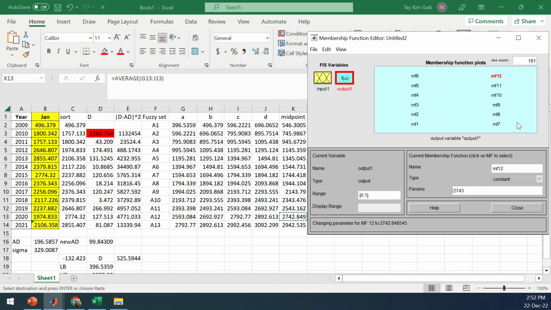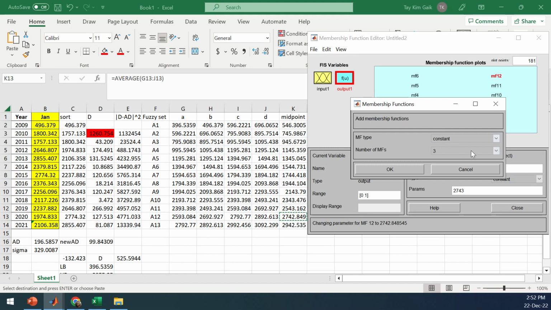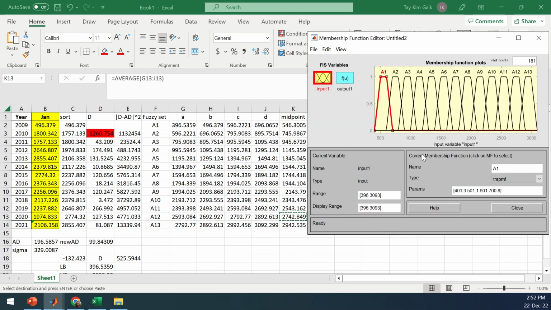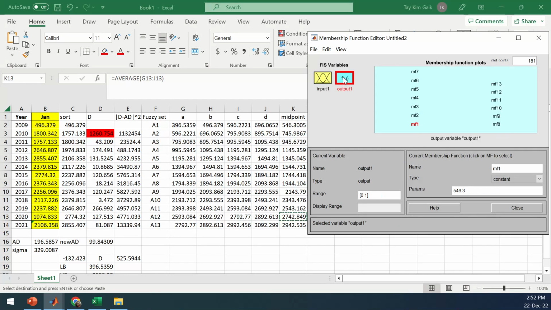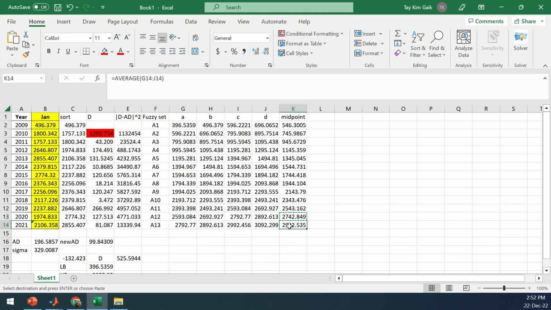Okay, we need 13. So I add 1. 13, the last value here.